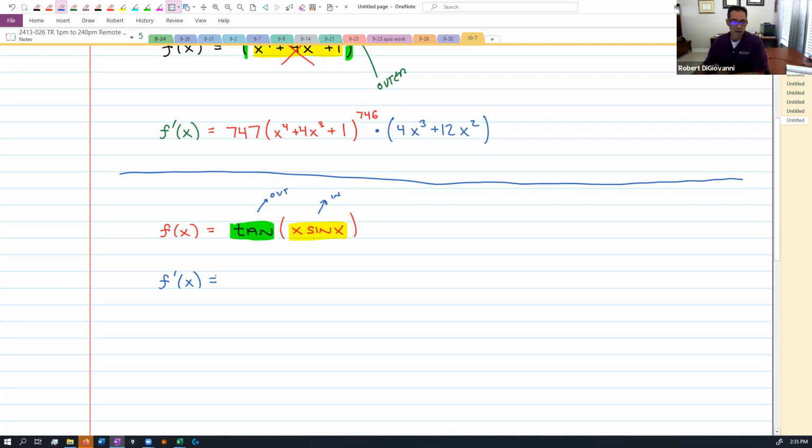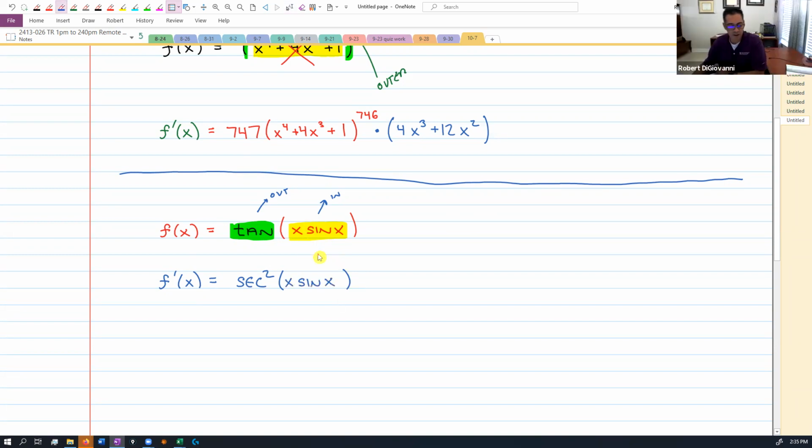According to what I've told you so far, and again, I haven't given you a formal rule, you'll start by looking at the outer function. You'll take its derivative, right? And then you won't change this. So what is the derivative of tangent? That's secant squared x. But see, I'm not going to put x in here. What am I going to put in here? The x sine x, the inner function unchanged.